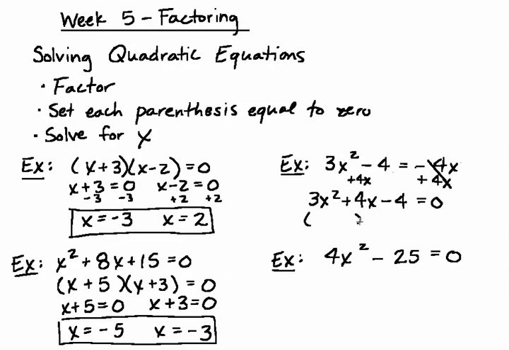Factor. This time a is greater than 1. But 3 is prime, so our only option is 3x and x. And then we want to try a different combination of numbers until we get one that works out. For negative 4, our choices are negative 1 and 4, negative 2 and 2, or 1 and negative 4. I am going to try negative 2 and 2.